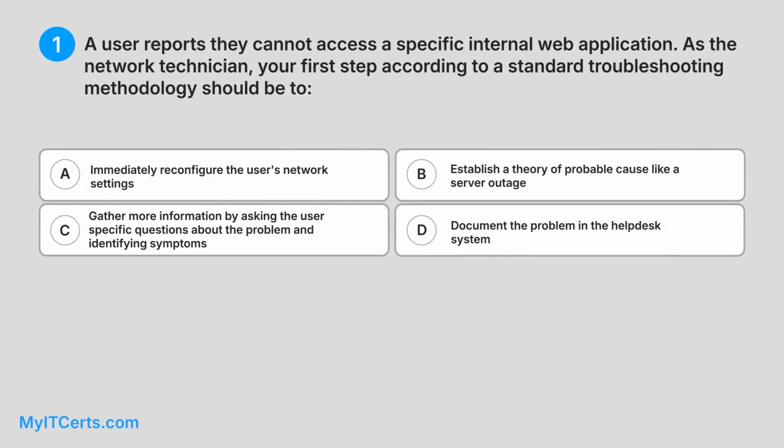1. A user reports they cannot access a specific internal web application. As the network technician, your first step according to a standard troubleshooting methodology should be to: A. Immediately reconfigure the user's network settings. B. Establish a theory of probable cause, like a server outage. C. Gather more information by asking the user specific questions about the problem and identifying symptoms. D. Document the problem in the help desk system.